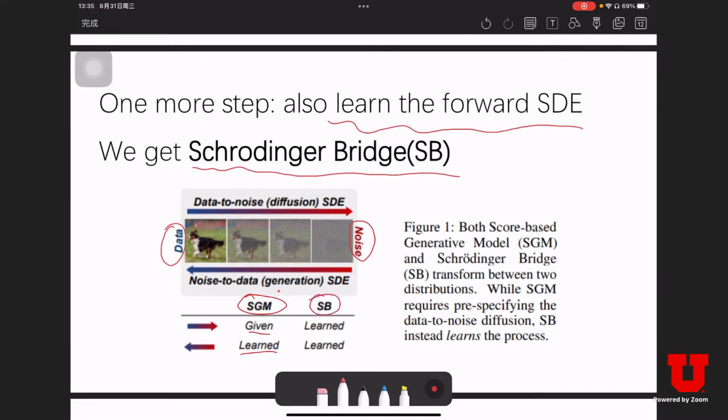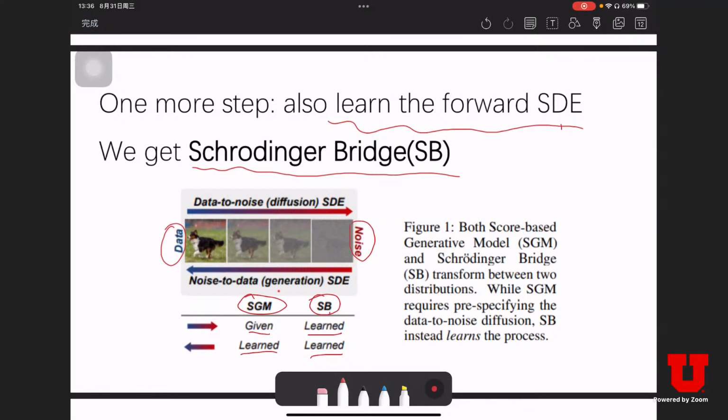However, for the Schrödinger bridge, we'll give a formal definition later in the next slide. But I want you to keep the key points in mind. The Schrödinger bridge is a more flexible model setting based on SDE-based diffusion. It means the forward SDE should also be learned, along with the backward SDE. It allows us to do more efficient transitions from data to noise and noise to data.